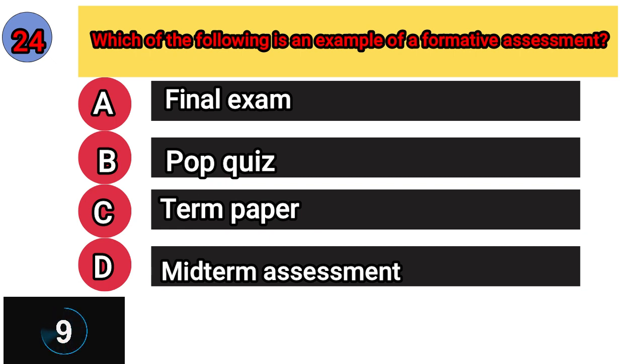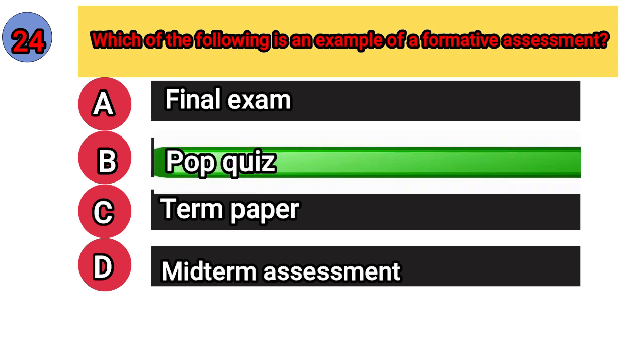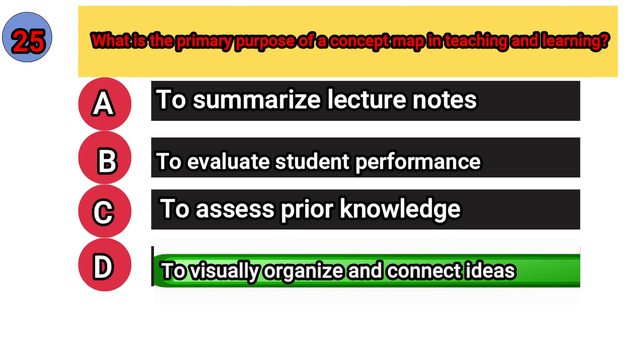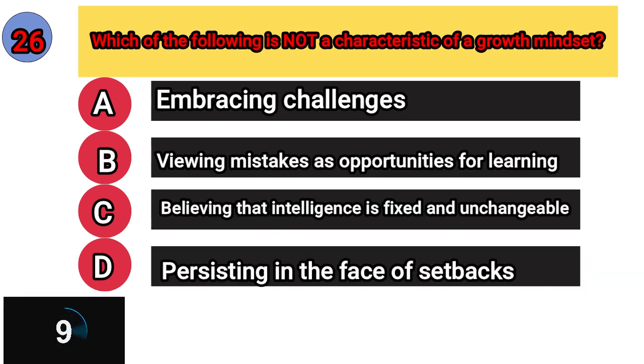Which of the following is an example of a formative assessment? A. Final exam, B. Pop quiz, C. Term paper, D. Midterm assessment. And the correct option is option B, pop quiz. What is the primary purpose of a concept map in teaching and learning? A. To summarize lecture notes, B. To evaluate student performance, C. To assess prior knowledge, D. To visualize, organize and connect ideas. Correct option is option D. Which of the following is not a characteristic of growth mindset? Embracing challenges, viewing mistakes as opportunities for learning, believing that intelligence is fixed and unchangeable, persisting in the face of setbacks.